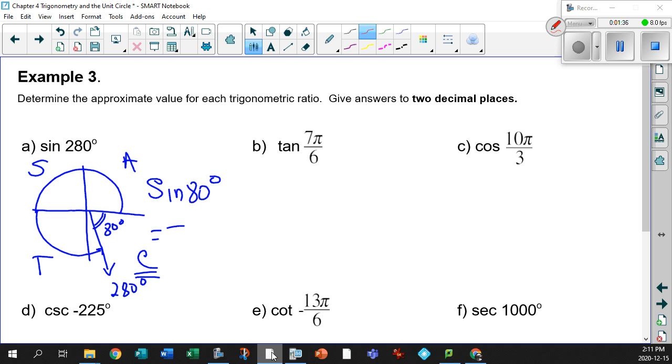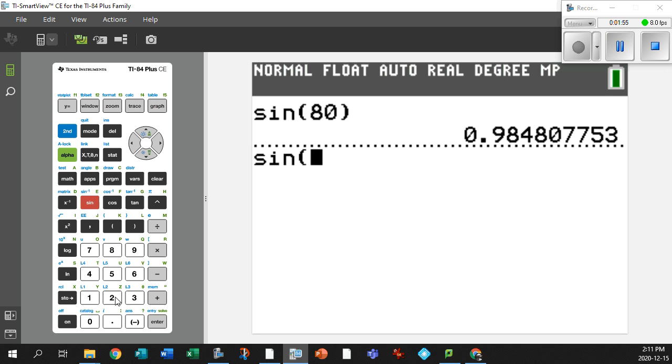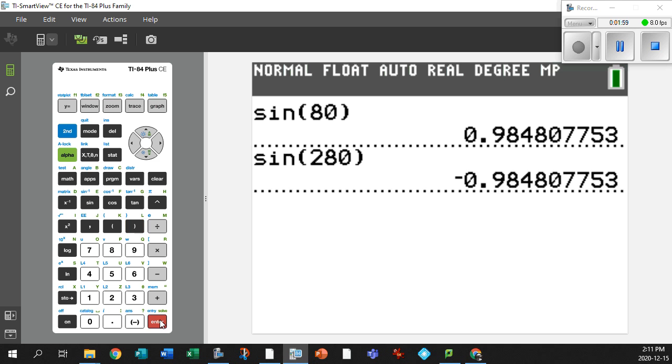It says to 2 decimal places, so 0.98, but don't forget, it's down here in the fourth quadrant, so this has to be negative. And if you don't believe me, one wonderful way of checking is to just chuck 280 into your calculator and see what it gives you. Let's go with the sine of 280 right into my calculator right now. Let's see if I get the same value. Of course, we get the 0.984 thing.